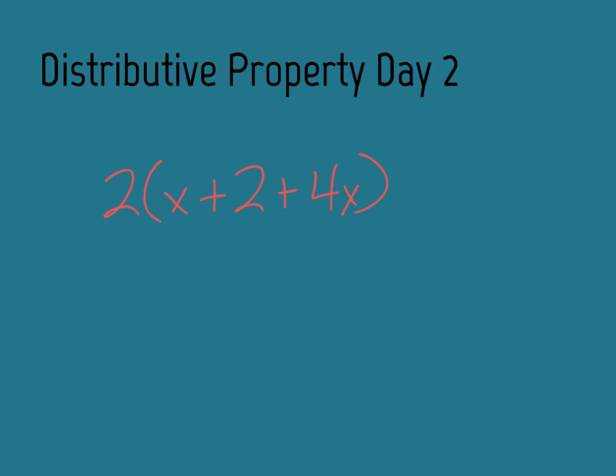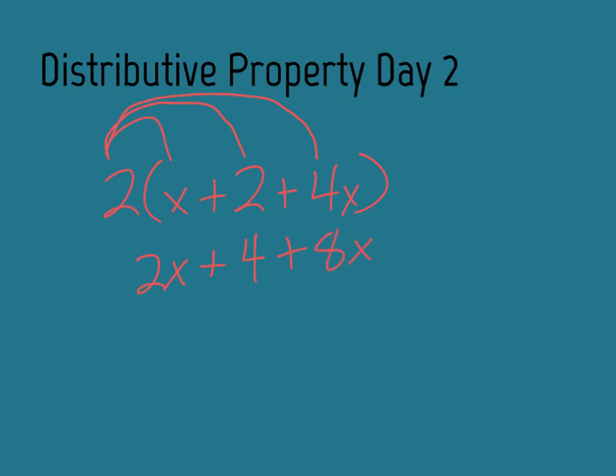All right, so yesterday we learned how to use Santa hat, and it's just the way that we distribute. So we're going to go 2 times x. Now you can see we have 3 terms inside of this parentheses. We have to multiply all of them. So it's not quite a Santa hat, but we're using that same process. So 2 times 2 is 4. And then we have 2 times 4x, which is 8x.